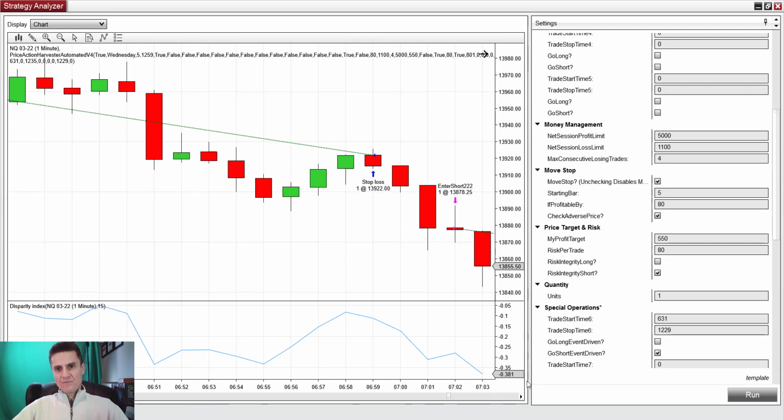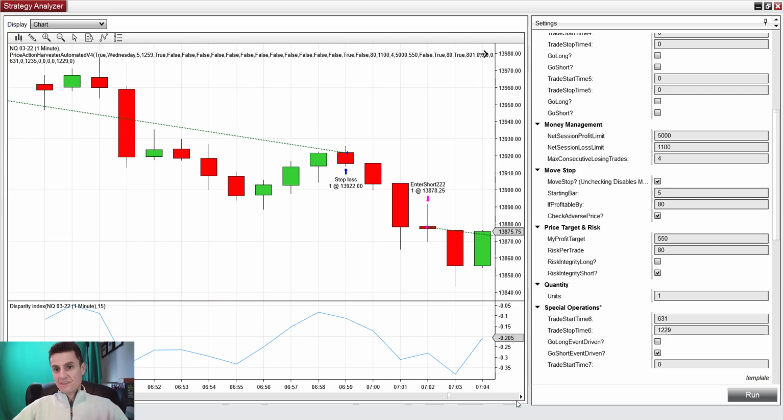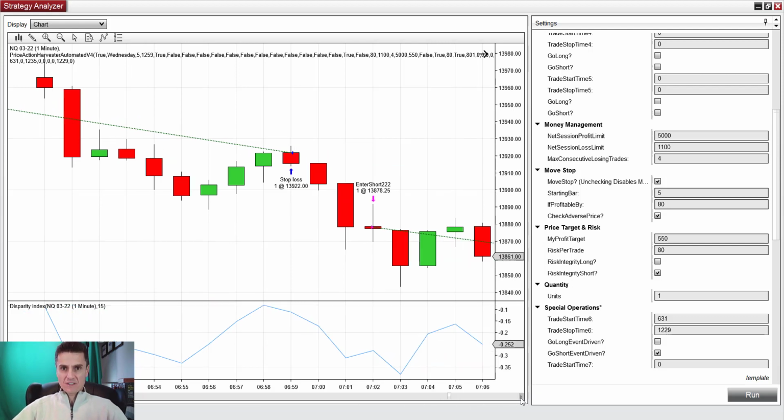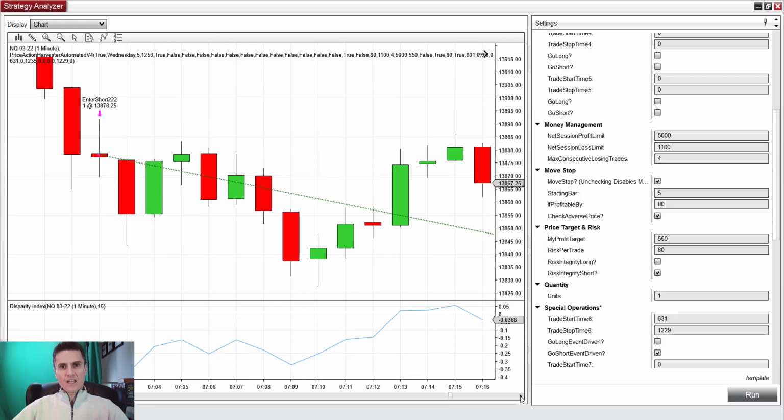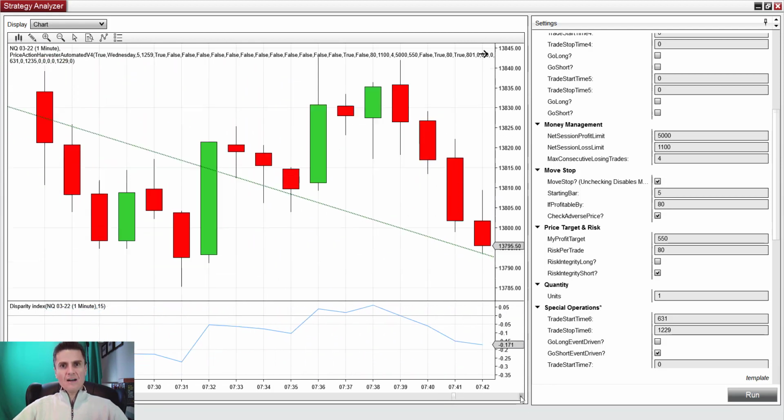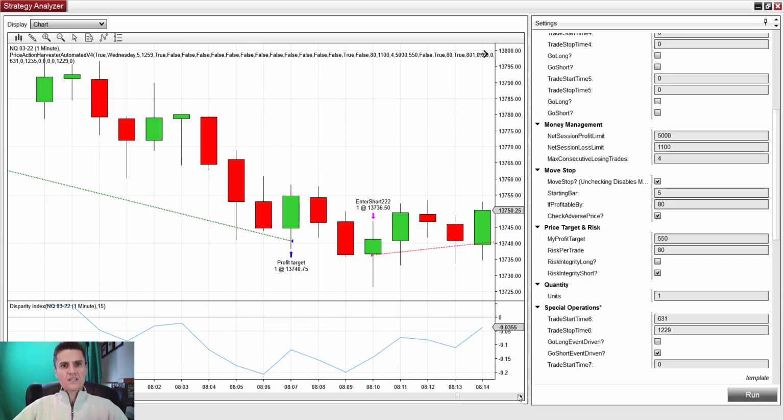So it got out. Now, it entered again. Remember, this is an aggressive system. Special operations, incredibly aggressive. Okay? It entered the trade again. It got out this time with, it looks like, it hit the price target. So we hit the price target before the close. You'll notice it hit it right there. I got the 550 right there. So had it closed, move stop would have clicked in.